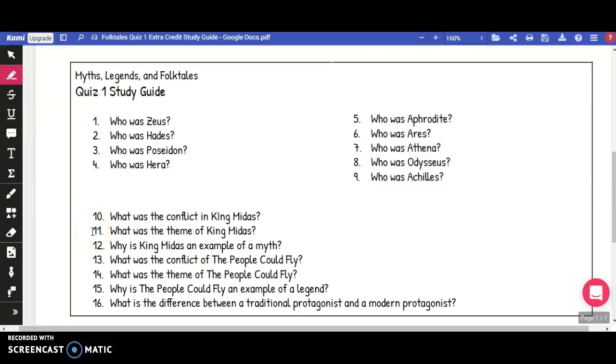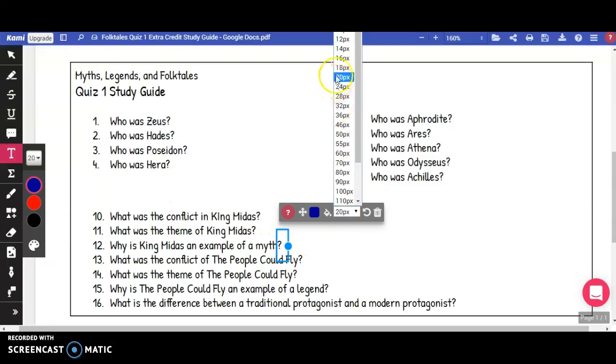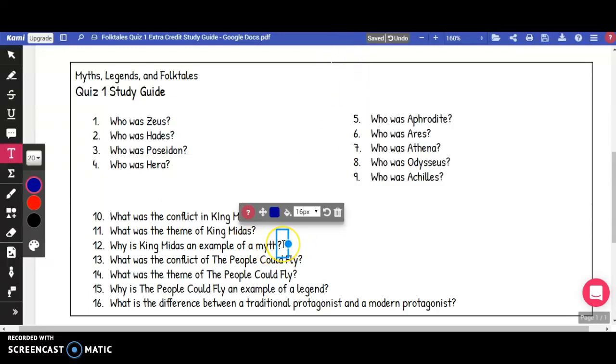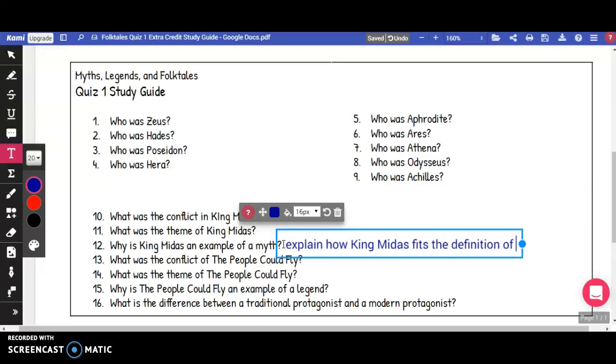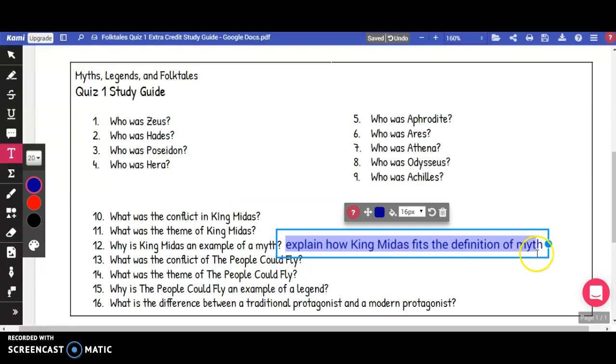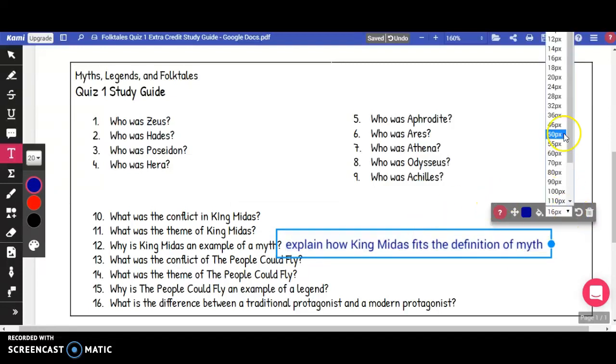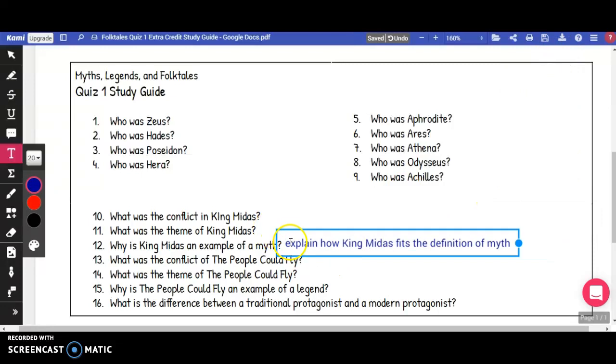11, what was the theme of King Midas? 12, why is King Midas an example of a myth? For this particular question, you want to be able to explain how King Midas fits the definition of myth. And you're going to need to go back to your notes to find this out. Okay, so there's a little hint for you to help you with that question.